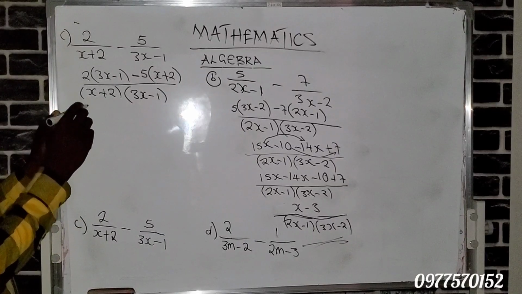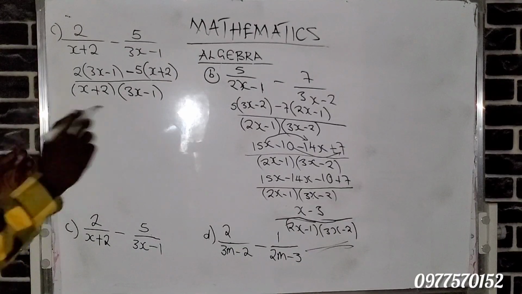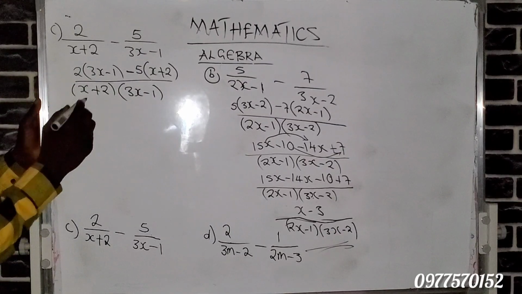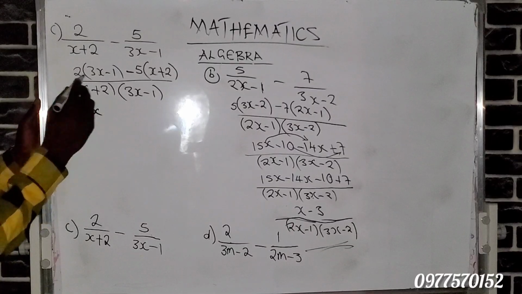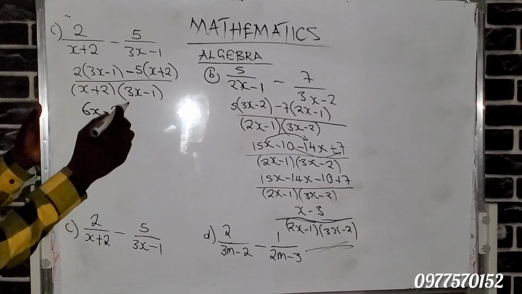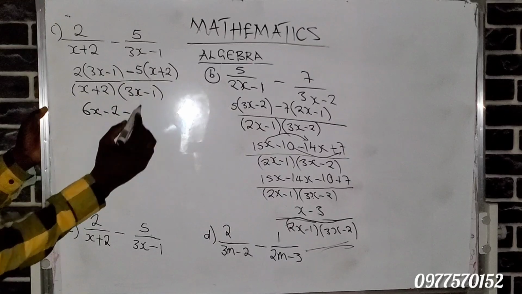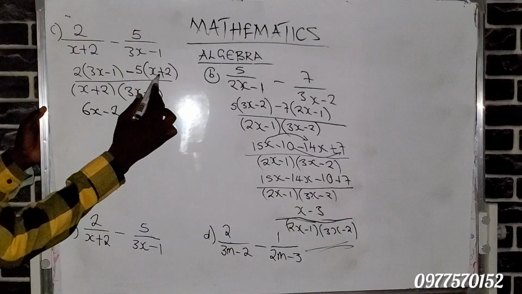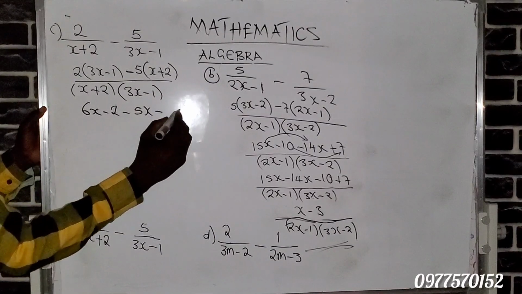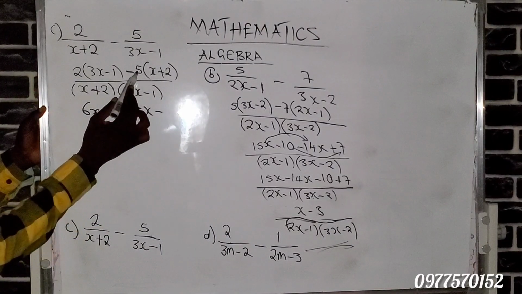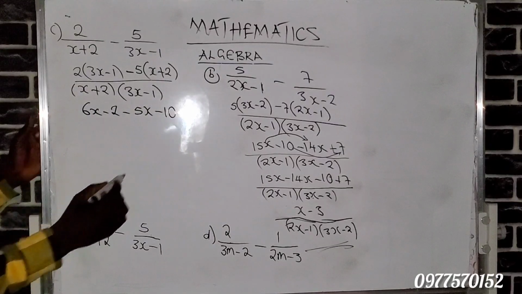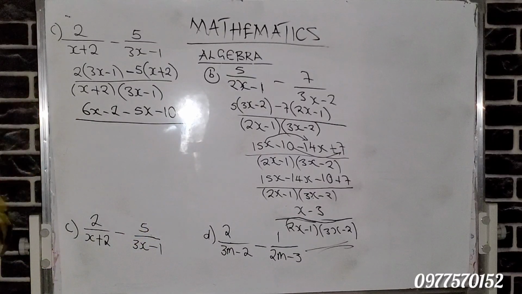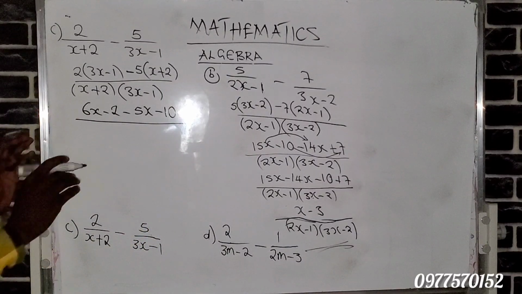Yeah. So here we expand. On top here, we're going to maintain the denominators. 2 times 3 is 6x. 2 times -1 is -2. -5 times x is -5x. Negative times, oh, in this case it is positive 2. Negative and positive is what? Negative. Yes. 5 times 2 is 10. Okay? Then, don't skip any step. This is 3 marks, right? Yes. Don't skip any step.